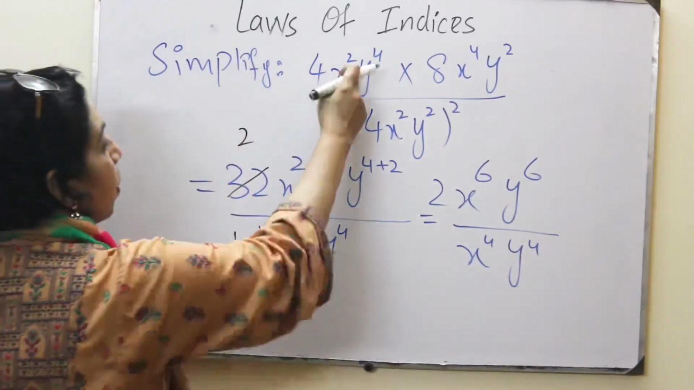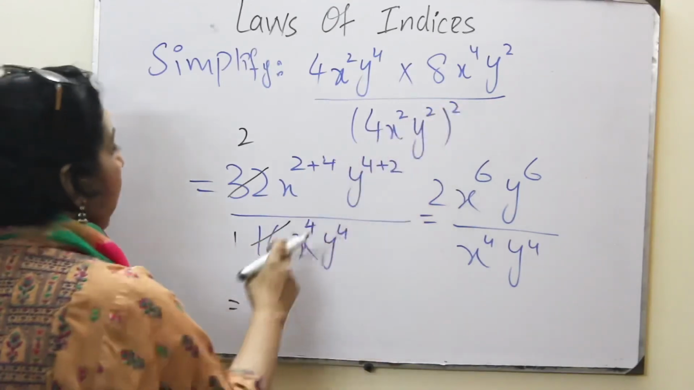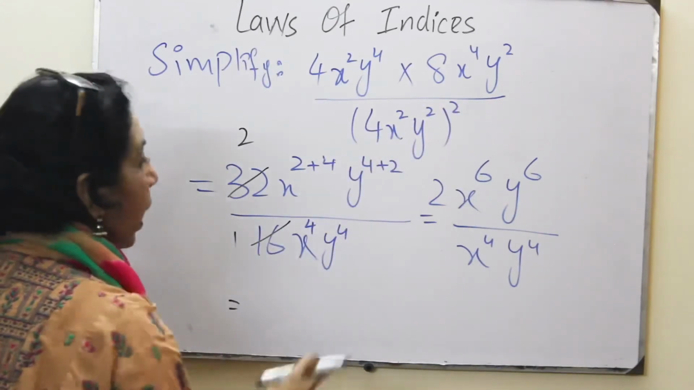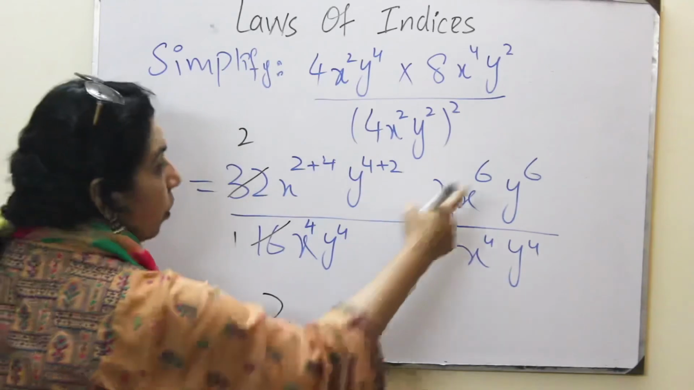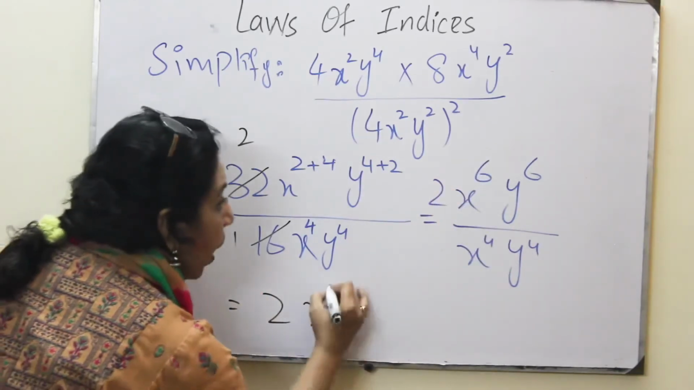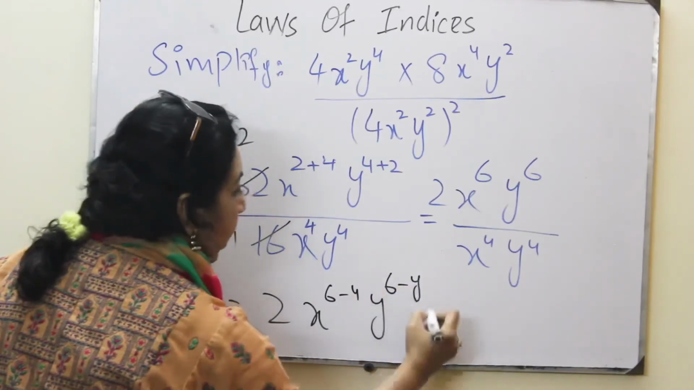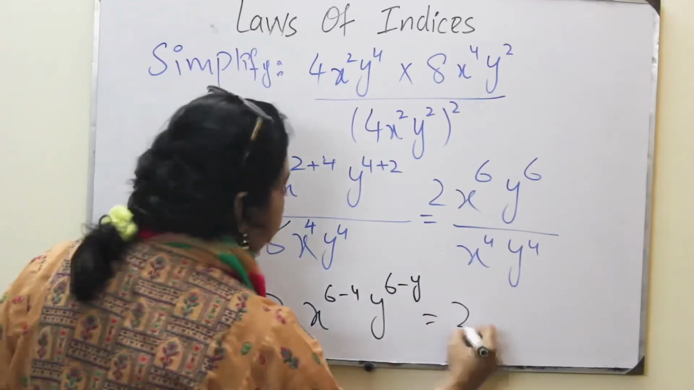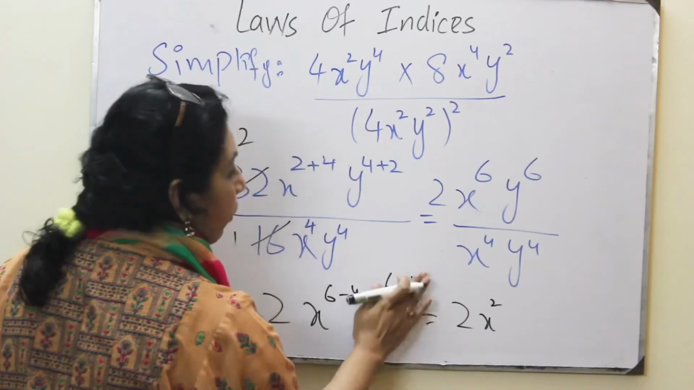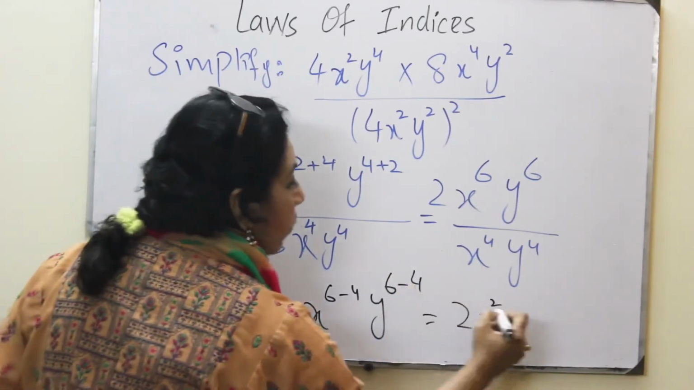We have used law 1. We have used law 3 and 4 here. And now we are going to use law 2. We shall subtract power from power, x with x and y with y. Our final answer will be 2 x power 2 and y, sorry, it is 4 y power 2.